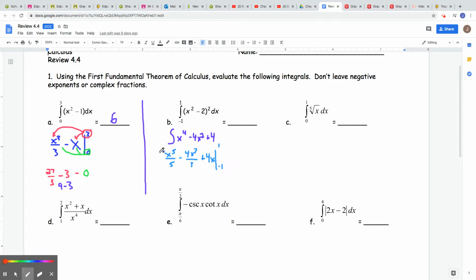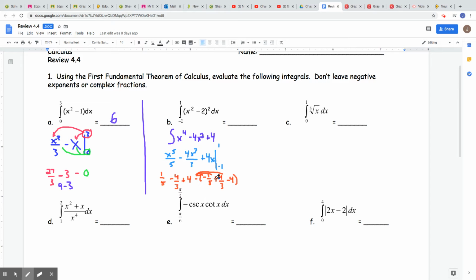All right. So when I plug in 1, I get 1/5 minus 4/3 plus 4 minus, now we're going to put in negative 1. So it's going to be negative 1/5 minus a negative 4/3, which I'm going to make into a plus 4/3, and then a negative 4. All right. Now this negative here is going to change. We have to distribute this negative to here, to there, to there.